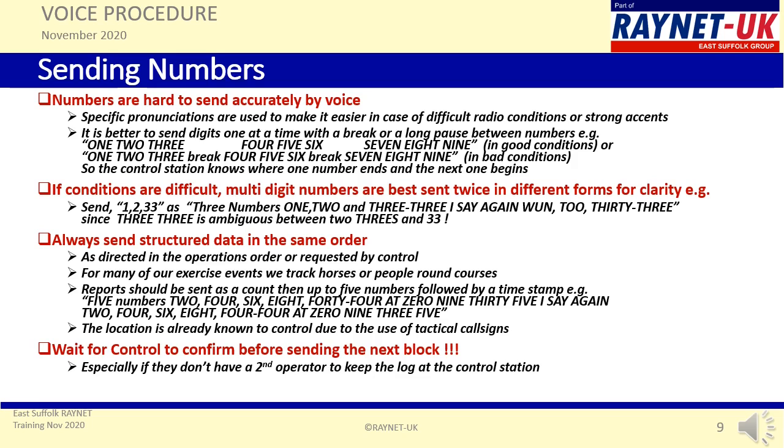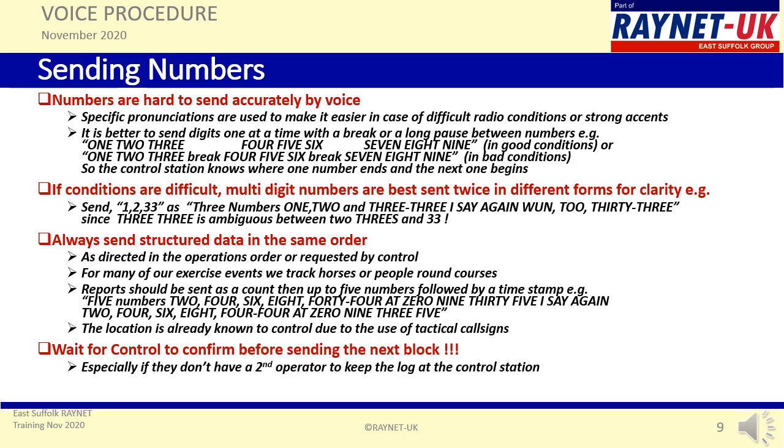Structured data should always be sent in the same order as directed in the operations order or requested by control. For many of our exercise events where we track horses and people round courses, reports should be sent as a count of numbers to come, then up to 5 numbers followed by a timestamp. For example, 5 numbers, 2, 4, 6, 8, 44 at 09:35. I say again, 2, 4, 6, 8, 4, 4 at 09:35.